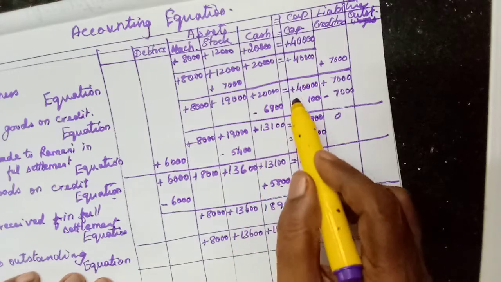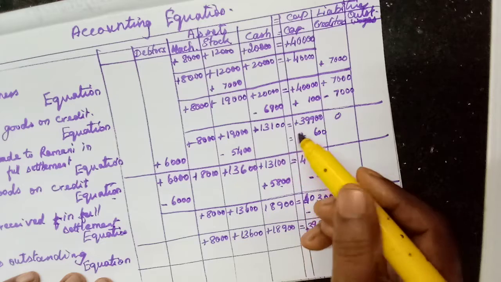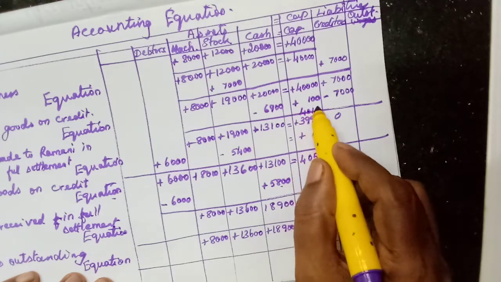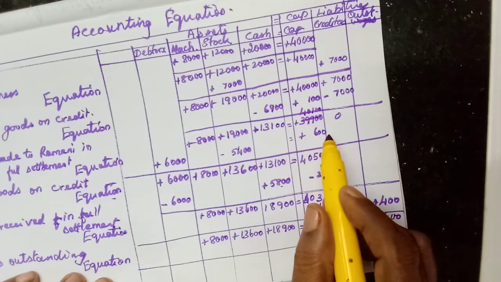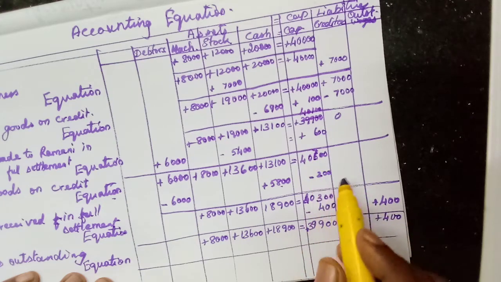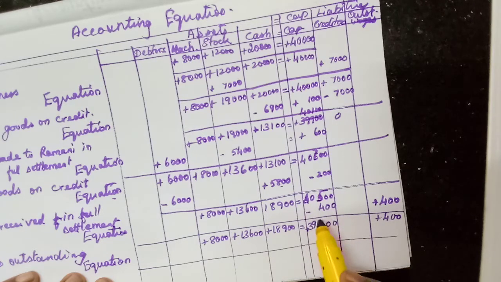Sorry students, here I have made one mistake, you see. 40,000 plus 100, so here we will get 40,100, isn't it? 40,100. Then plus 6, 40,700. Minus 2, 40,500. So 40,500 minus 4, we will get 40,100.